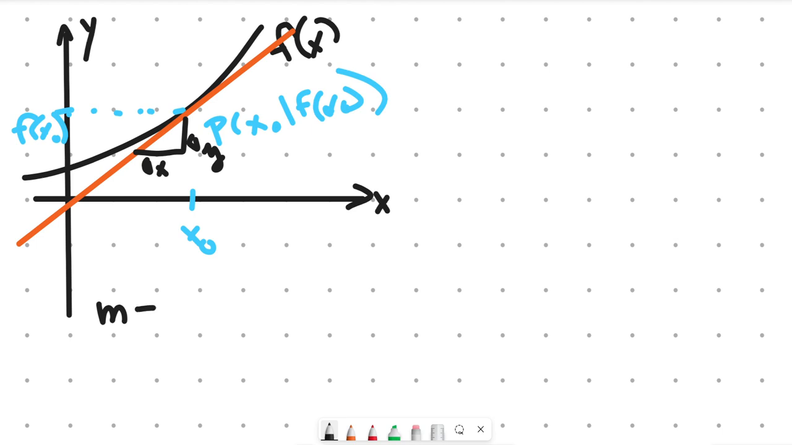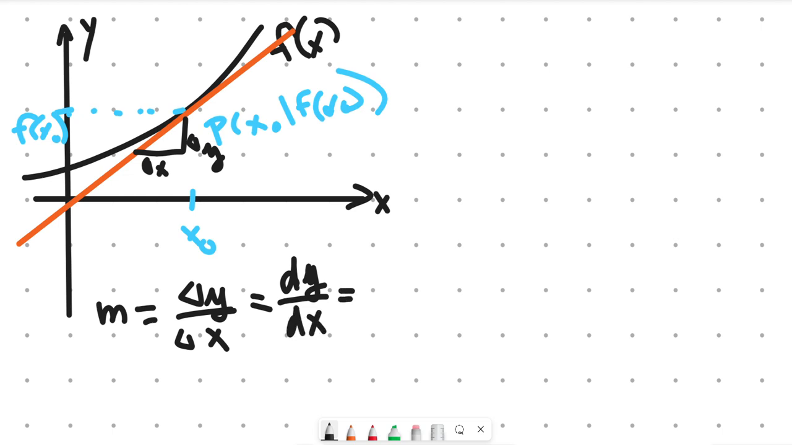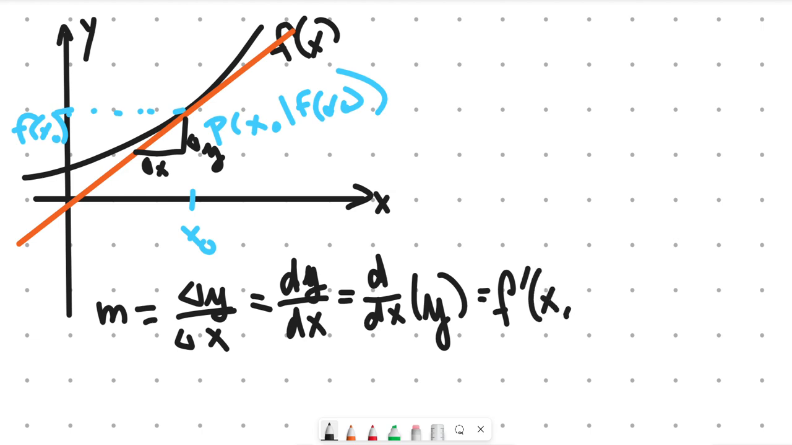So the rise over run m, which is the slope of the tangent line, is going to be rise over run. But we can also say it's just the tiny difference of y divided by the tiny difference of x, which is the same thing as taking the derivative d/dx of y. So we just have the derivative at the point x naught. So we know already that the slope of the tangent line is the derivative at the point x naught.